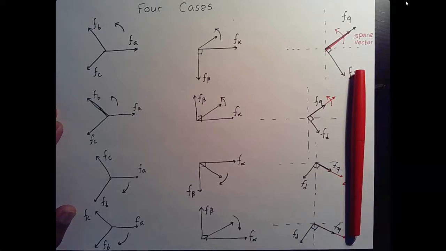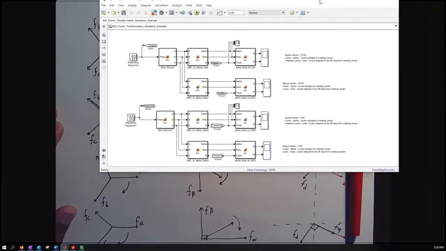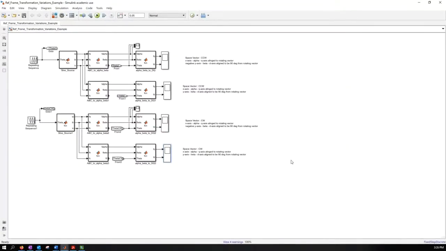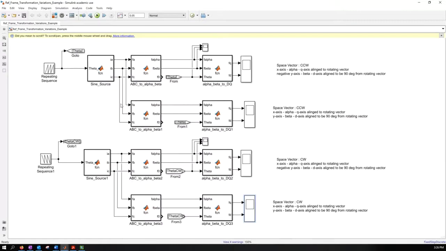So let me pull up my simulation here. Hopefully you can see these are the four cases I'm looking at, and you can see that this is rotating in the clockwise direction, and this is going in the counterclockwise direction. You can see the negative slope there, right? And then I have the same ABC phases feeding into these ABC to alpha beta blocks, and then going from alpha beta to DQ.